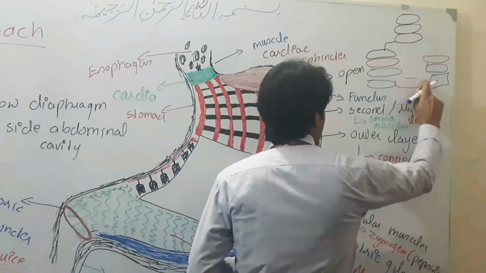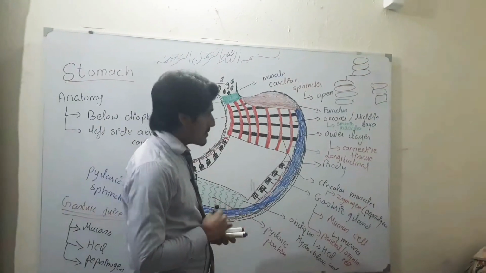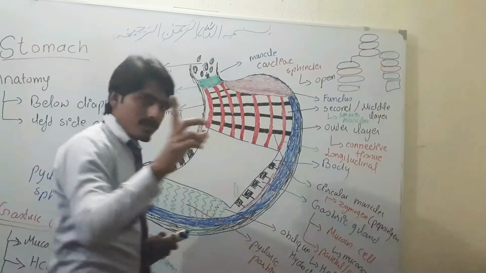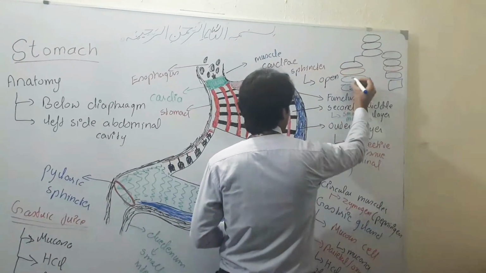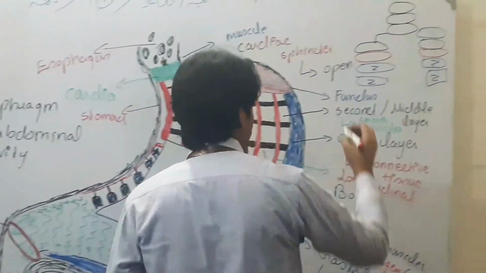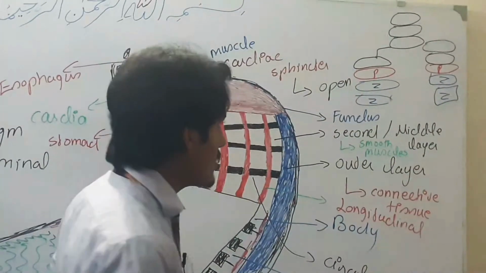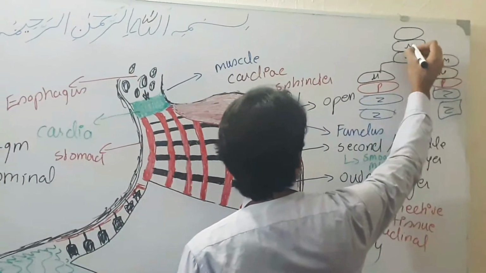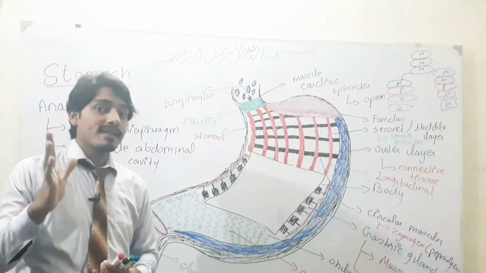Next one is mucous cells. Okay, let's see. In the blue color there are zymogen cells, in the red color there are parietal cells, and in the black color there are mucous cells which secrete their mucus. There are three types of cells which are present inside the gastric gland.